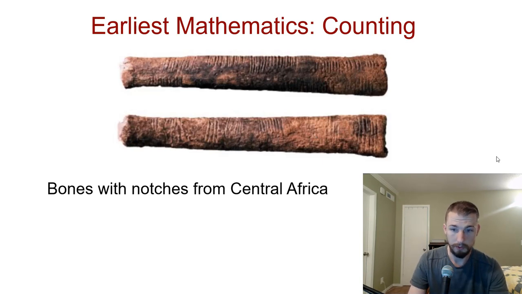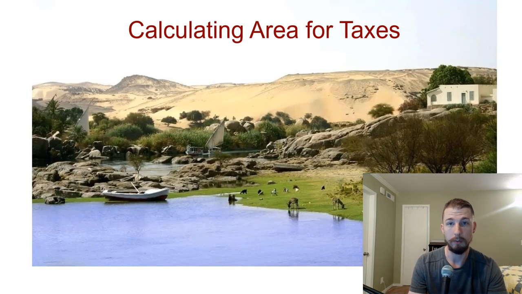So after really basic primitive math of counting, the next thing that really developed, which is where you think of geometry, is calculating area. The reason they needed to calculate area in domestic situations here was for taxes. So they needed to know how much farmland you had, and the bigger your farm, the more taxes that you would be charged to the pharaoh or whatever.